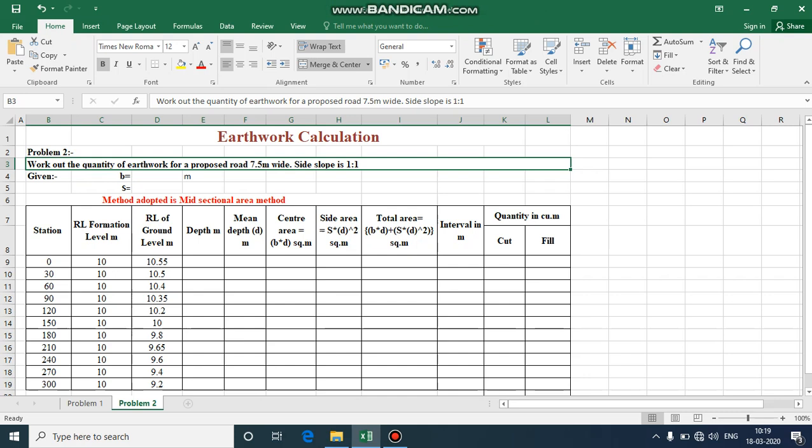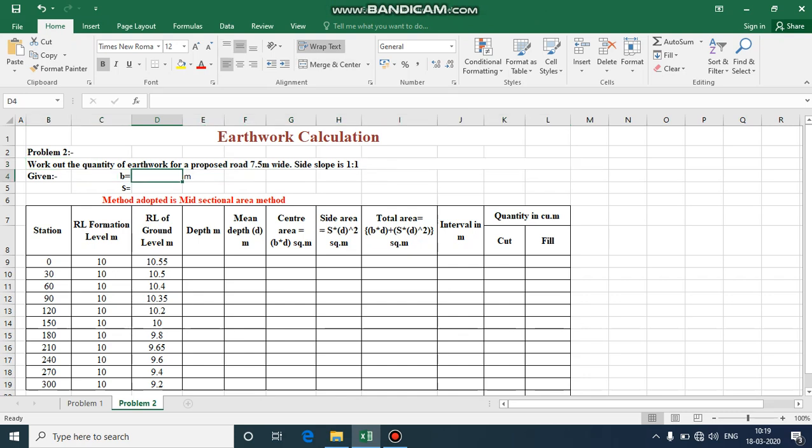Here is a problem. Work out the quantity of earthwork for a proposed road 7.5 meter wide. Side slope is of 1:1. Breadth, the given problem is of 7.5 meter. If I divide the slope, that is horizontal by vertical, I will get the value of S as 1.